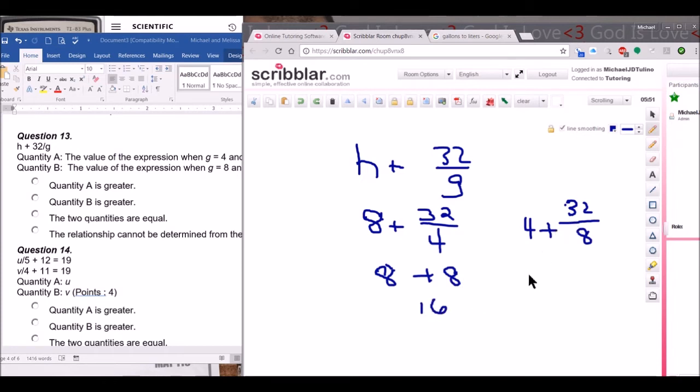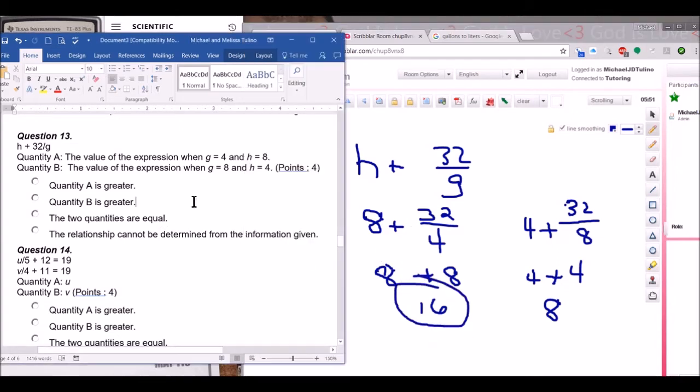Now this one is going to be 4 plus 32 divided by 8 is 4. And so that ends up to only be 8. So this first one here ends up to be greater. So the first one ends up to be greater, where the g was 4 and the h was 8. So the first one.